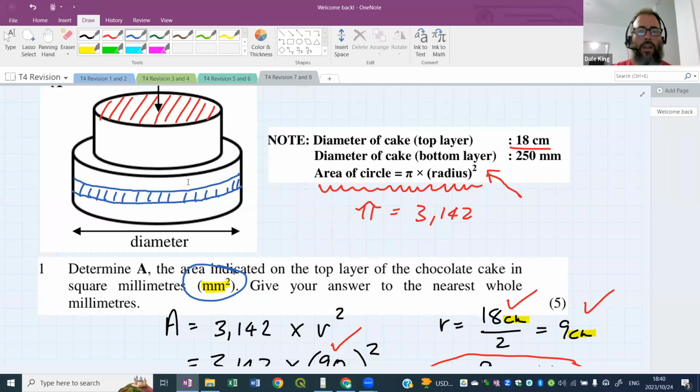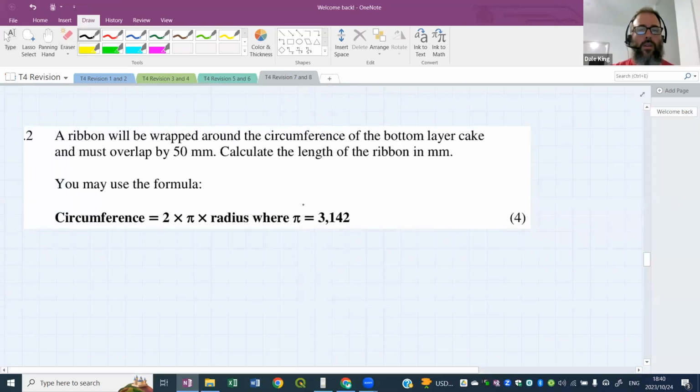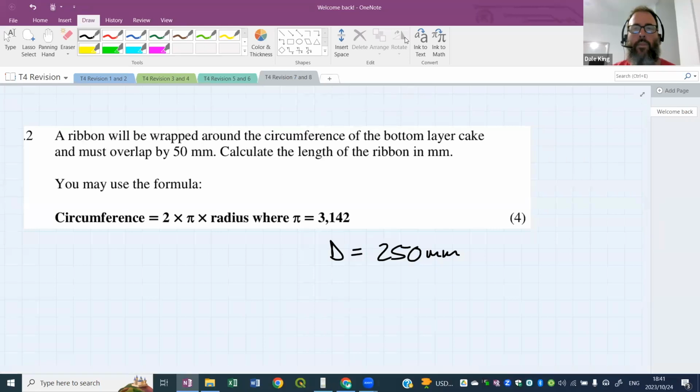Now I'm going to bring the diameter of this cake down for this question. So D for diameter of this cake, this bottom layer, is 250 millimeters. You need that, you need the text information, and you need the formula, and off you go. How long is this ribbon? If it goes around the circumference of the bottom layer with a 50 millimeter overlap, they want this length in millimeters, please.